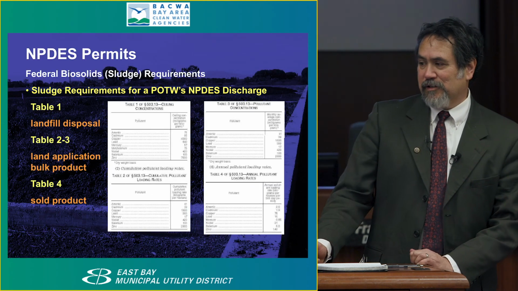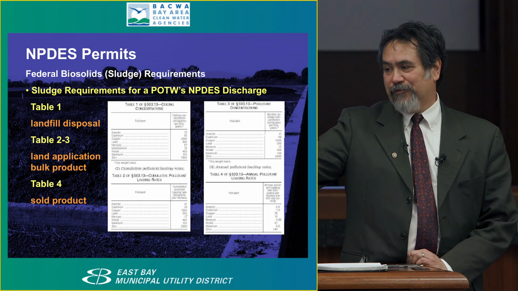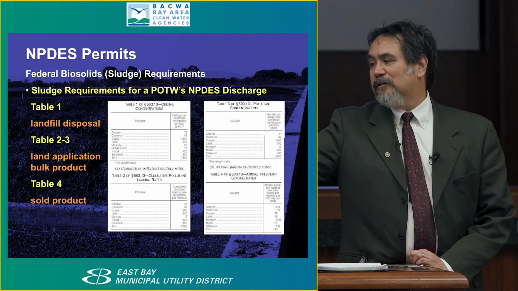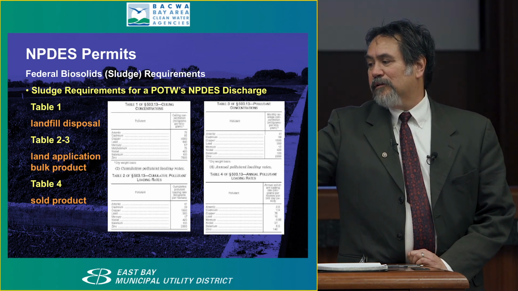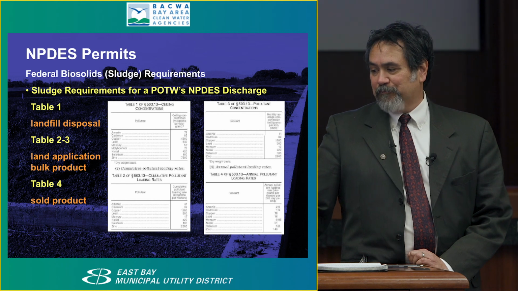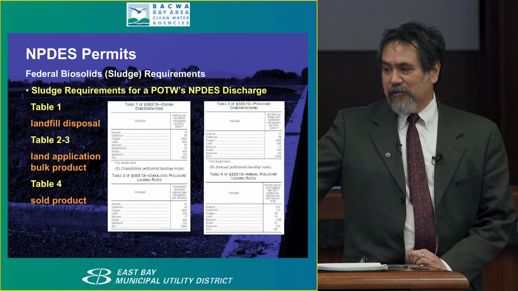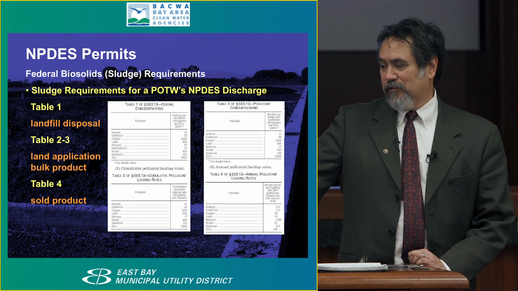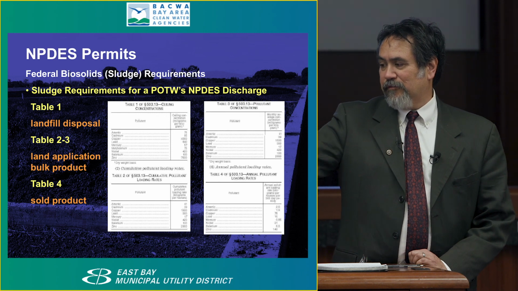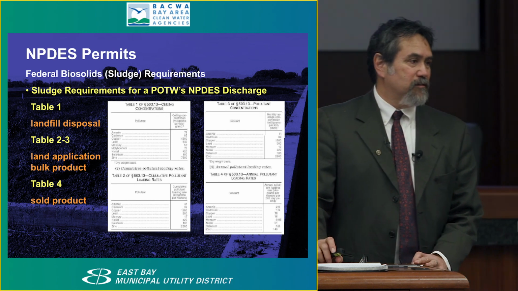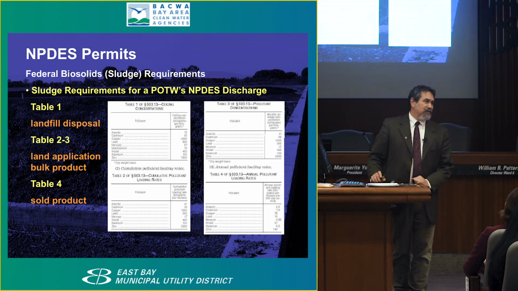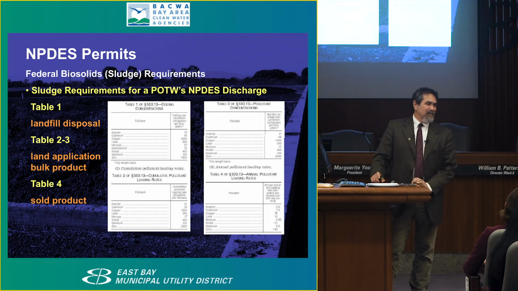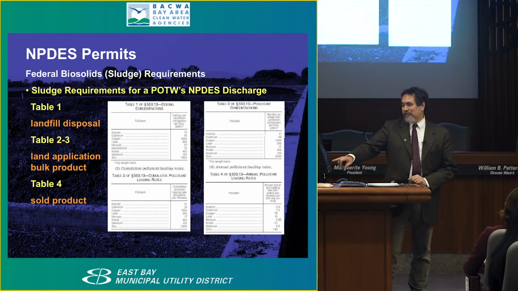And here are the sludge limits. Table 1 is for landfill disposal. It's in milligrams per kilogram, so a mass-based number. And then tables 2 and 3 are land application of bulk product and then sold product. Some of them are very low numbers, some of them are higher. It depends on what you do. Landfill disposal is expensive, so a sewer district has a great interest in trying to be able to do something cheaper.